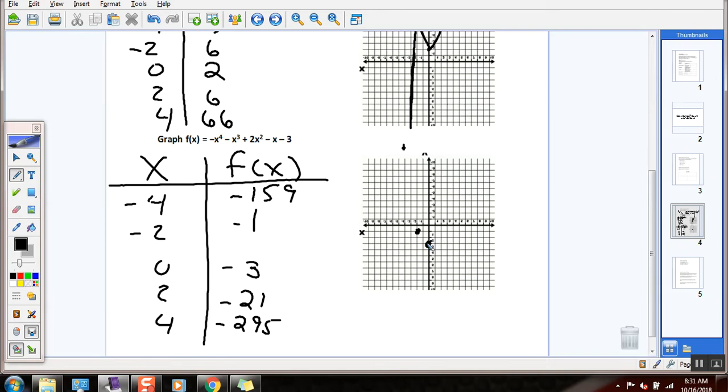Okay, the -4, -159. Let's think about this. We're going to go left 1, 2, 3, 4, and we're going to be way down here somewhere. And the other one, right 4 and down 295, way down here somewhere. So it looks like the end behaviors are both going to be going way to the bottom. That makes sense because don't you have an even function here? So shouldn't the end behaviors be the same? A sketch looks like this: it comes up, hits this point up here, comes down through this point, flattens around, and goes down again.